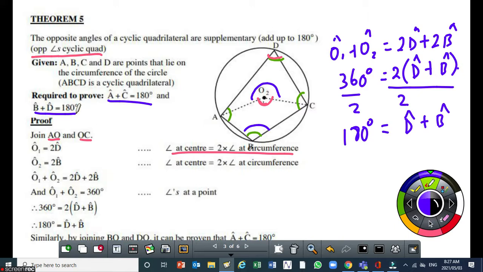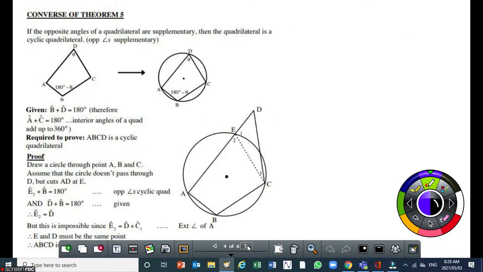Okay. Any question there? Any question? Okay, so this is our theorem. Fine. Let's move on to the sister of that.